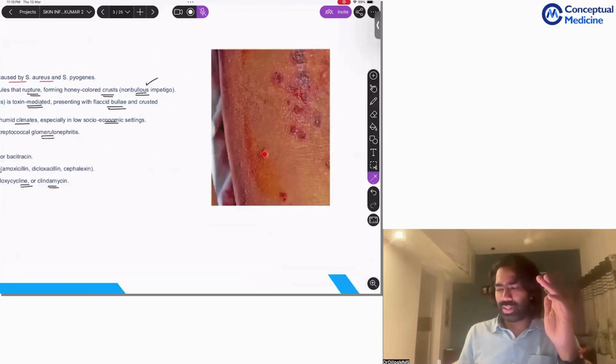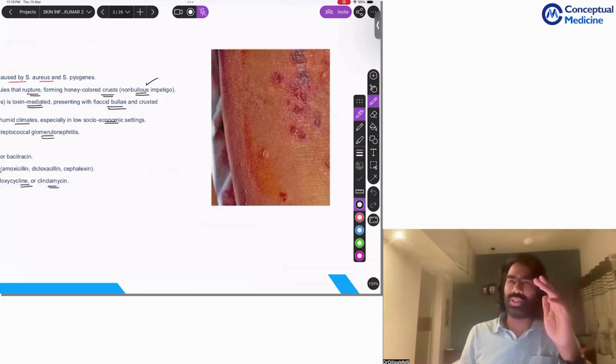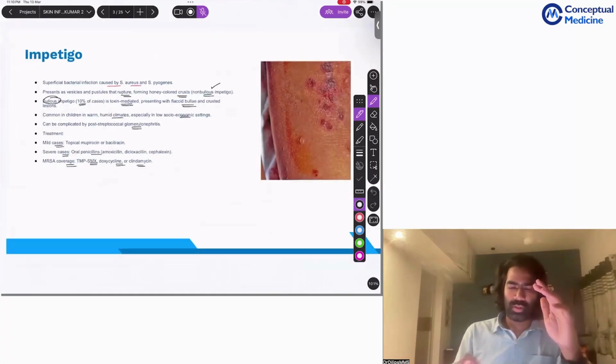You can see the vesicles over here, and you can see some of the vesicles have already crusted, and you can see the honey-colored crust over here. So this is an example of a non-bullous impetigo. All right.